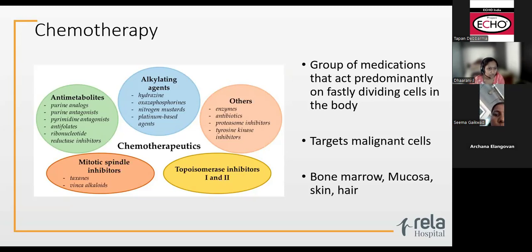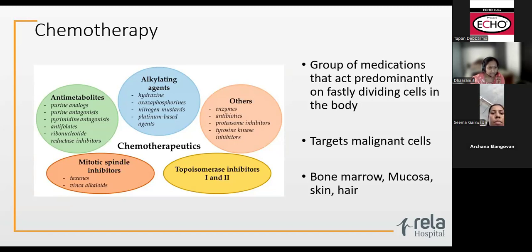So what are the groups of chemotherapy that we know? The most common one is the alkylating agent. There are a lot of drugs: cyclophosphamide, ifosfamide, carboplatin, cisplatin. All these groups of drugs are under alkylating agents. There are some group of drugs called anti-metabolites, which particularly target some proteins in the cells. The 6-mercaptopurine, methotrexate, cytarabine, these are all anti-metabolites.